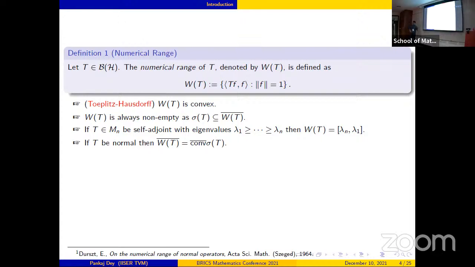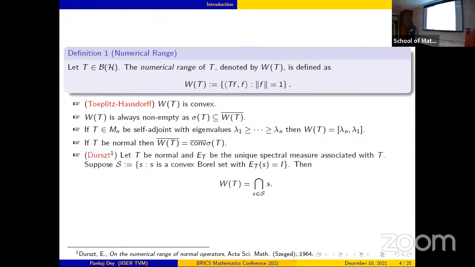So in that case, W(T) is the convex hull of the spectrum. Now, if we want a closure-free definition of the numerical range of a normal operator, it is a bit technical; we need the concept of a spectral measure, and that is a result by Dodds. He said if T is a normal operator and E_T is the associated spectral measure, then W(T) is the intersection of all convex Borel sets S such that E_T(S) is the identity.